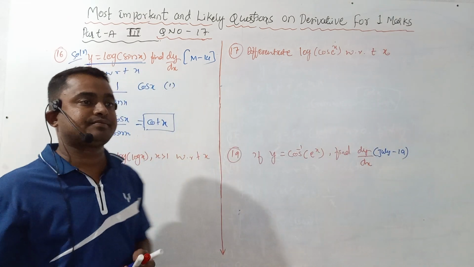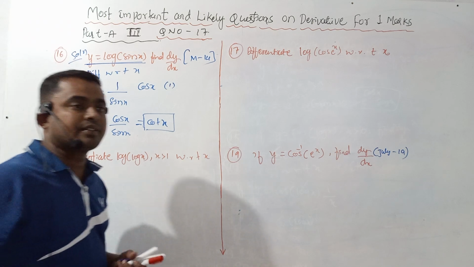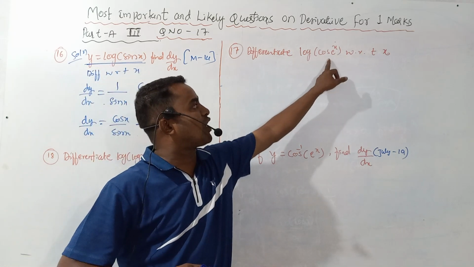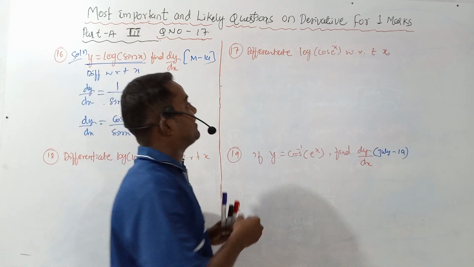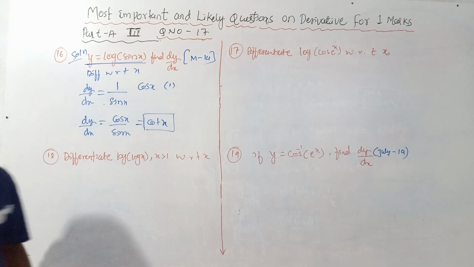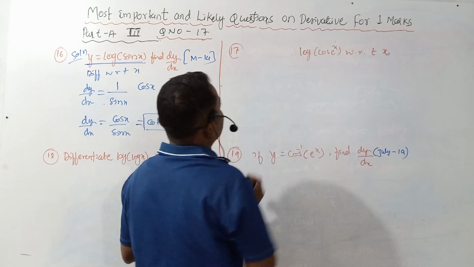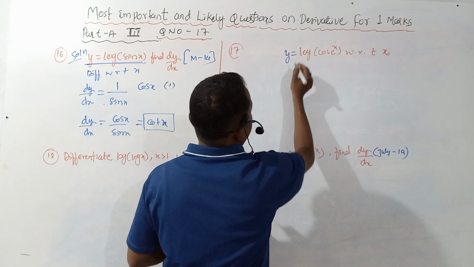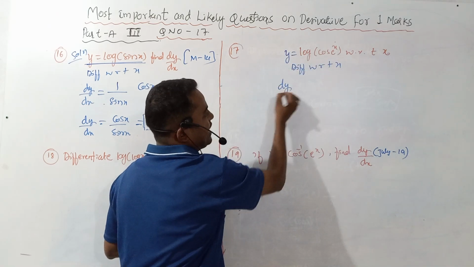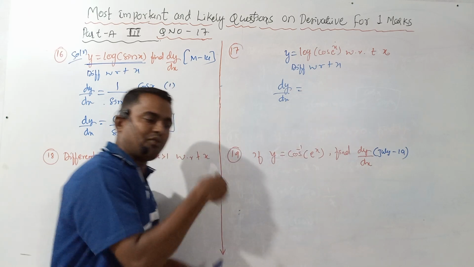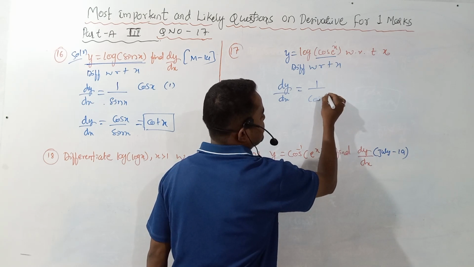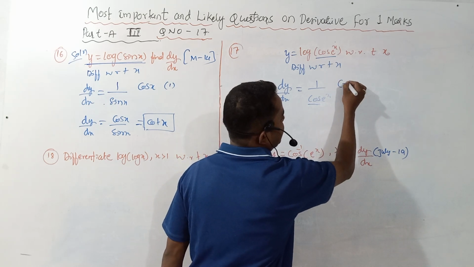Question number 17: differentiate log cos e raised to x with respect to x. Take the given function as y is equal to, and differentiate with respect to x. Derivative of y is dy by dx. Derivative of log 1 by x. Instead of x, what is here? Cos e raised to x. So 1 by cos e raised to x. Derivative of this cos e raised to x is minus sin e raised to x.